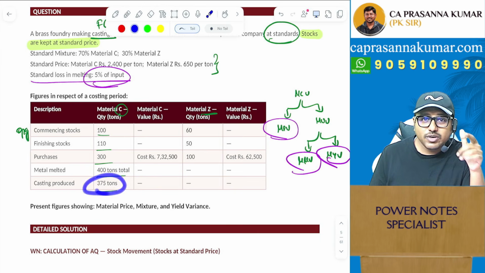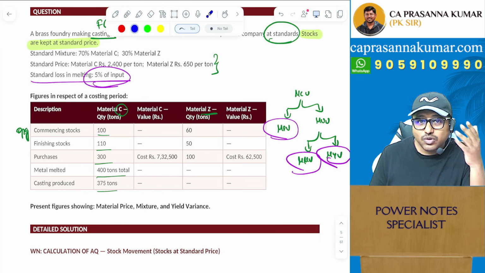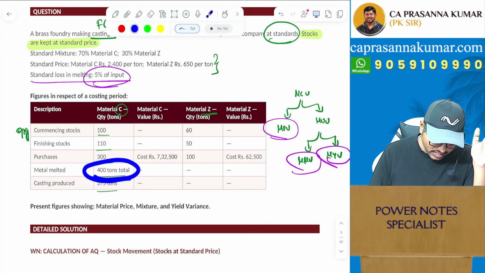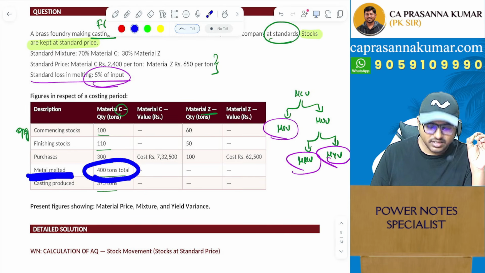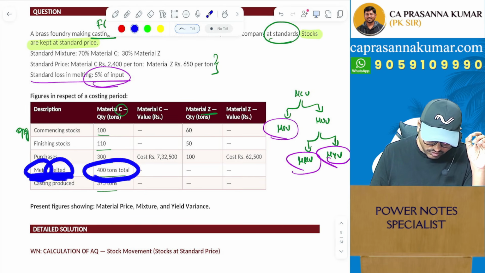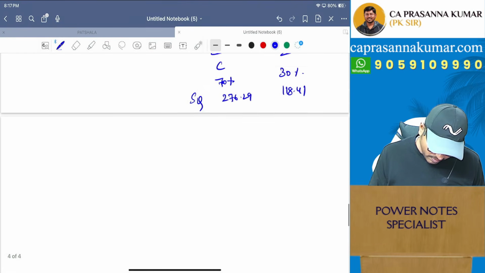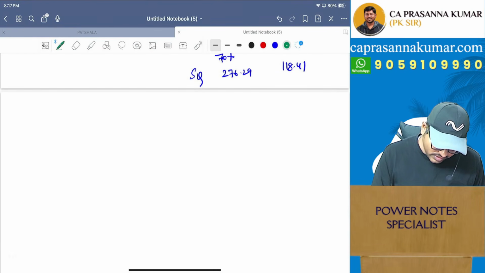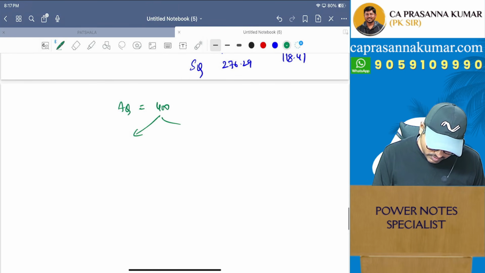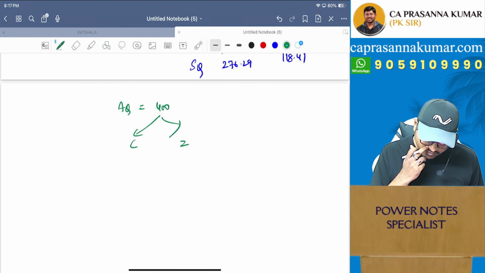375 is actual quantity of output produced. No, no, no. Actual quantity of input consumed. Actual quantity of raw material consumed, which is 400. As you can see, metal melted. Raw metal is melted over here. So 400 tons is nothing but actual quantity consumed. So therefore, do I know actual quantity? Yes. How much is that? 400. Okay. That has to be distributed to material C and material Z in which ratio?